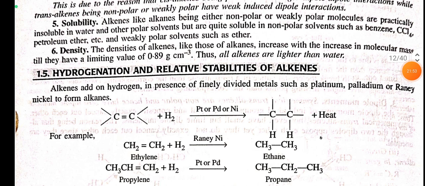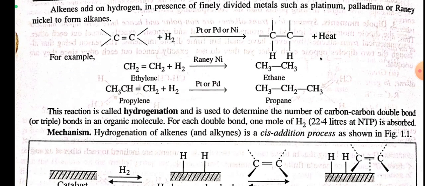Hydrogenation and the relative stability of alkenes. Alkenes add on hydrogen in presence of finely divided metals such as platinum, palladium, Raney nickel to form alkanes. This reaction is called hydrogenation and is used to determine the number of carbon-carbon double bonds or triple bonds in an organic molecule. For each double bond, 1 mole of H2, 22.4 liters at NTP, is absorbed.